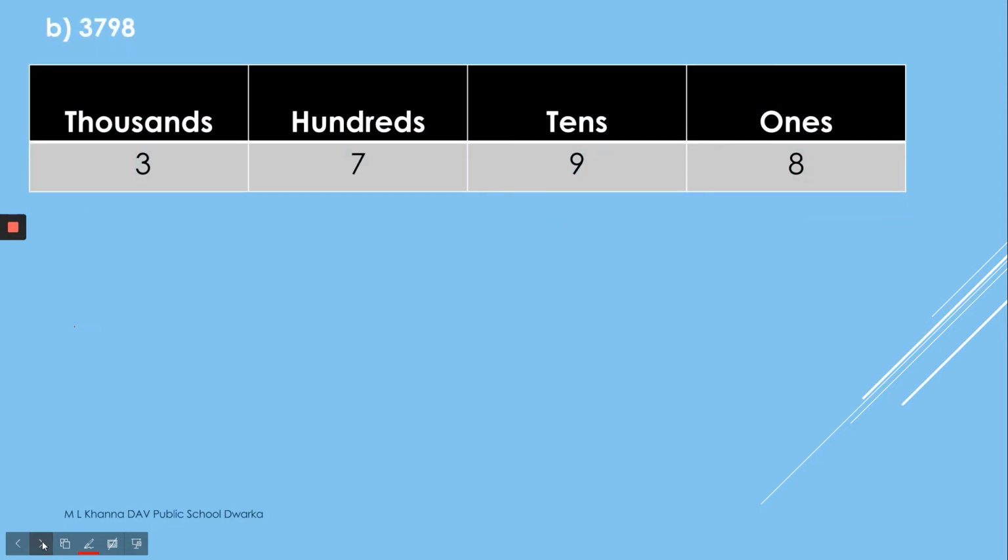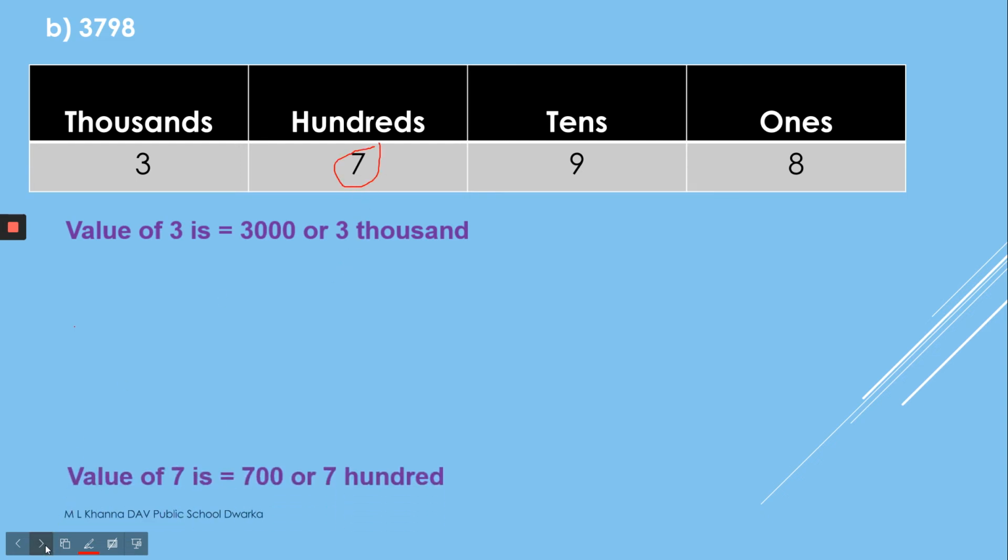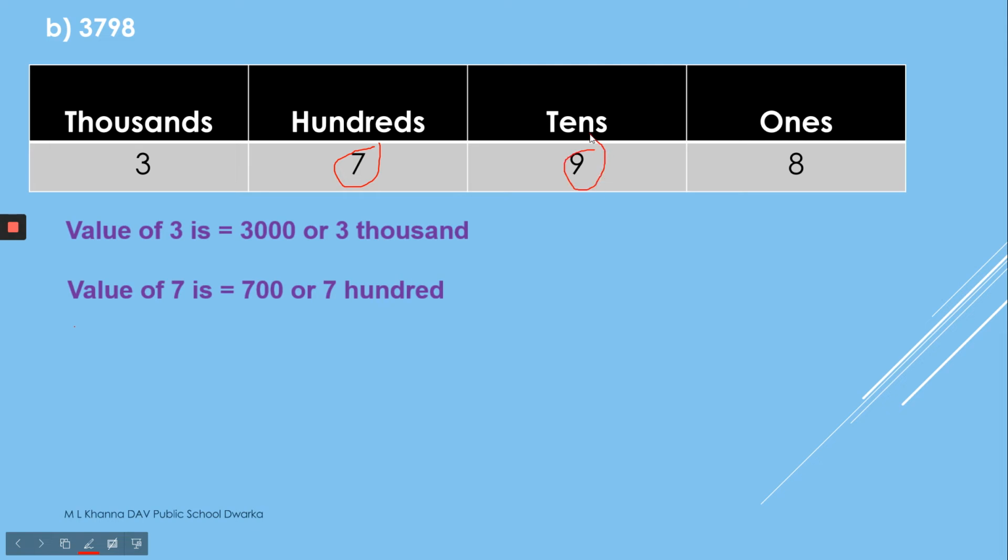Now B part again, the value of 3 is 3000. Value of 7 is 700. Value of 9 is 9 tenths or 90. Value of 8 is ones, 8 ones or 8.